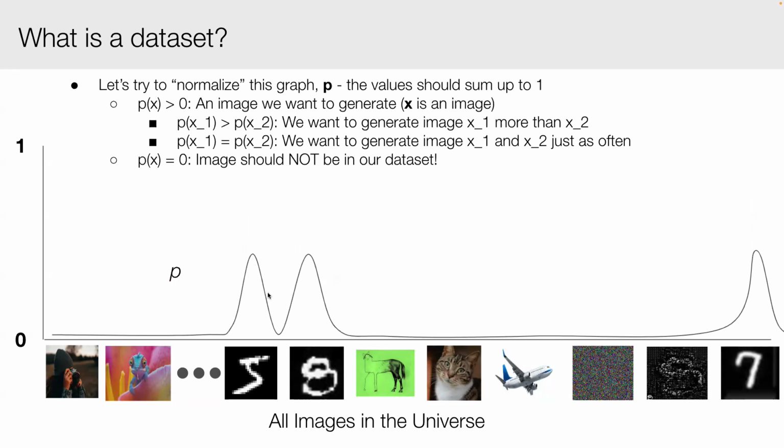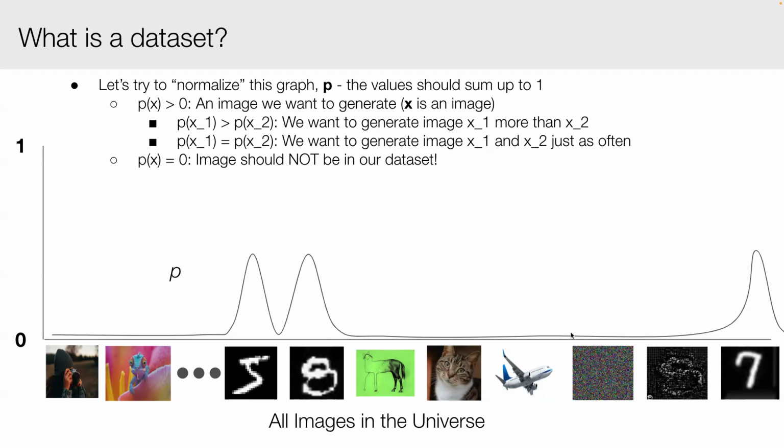A positive probability means this is an image we want our generator to output, and a probability of 0 means this is something we don't want. As you may remember, probability distributions sum up to 1. So if there are only 3 conceivable images of numbers in the universe, 5, 8, and 7, each of those will have a probability of 1/3. Does that make sense? And there's no such thing as a negative probability.